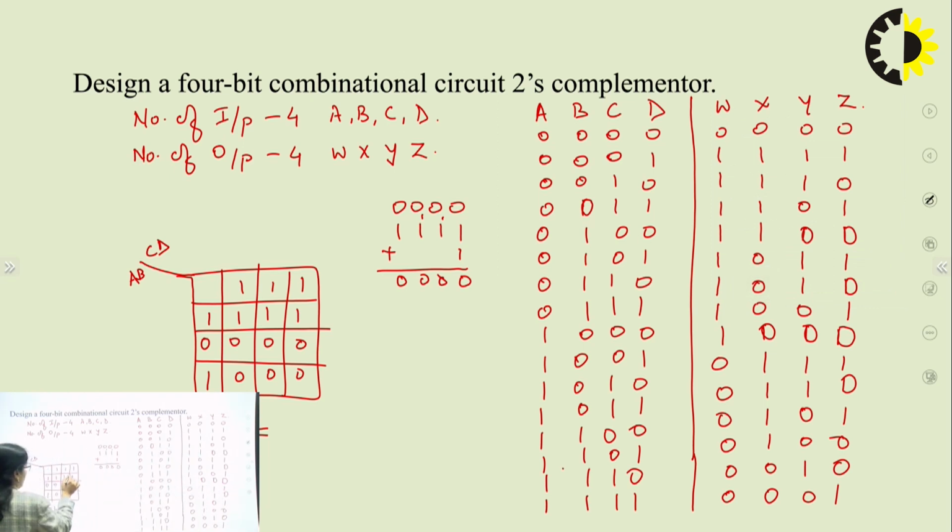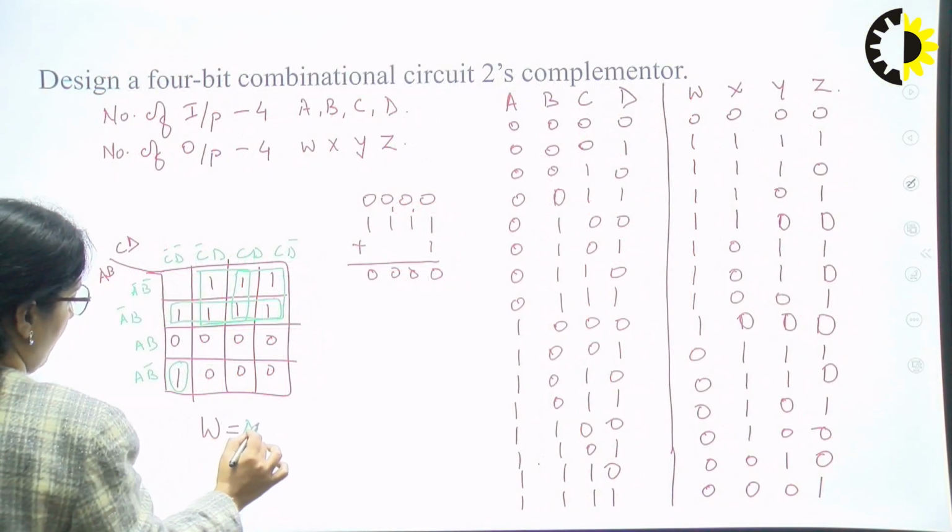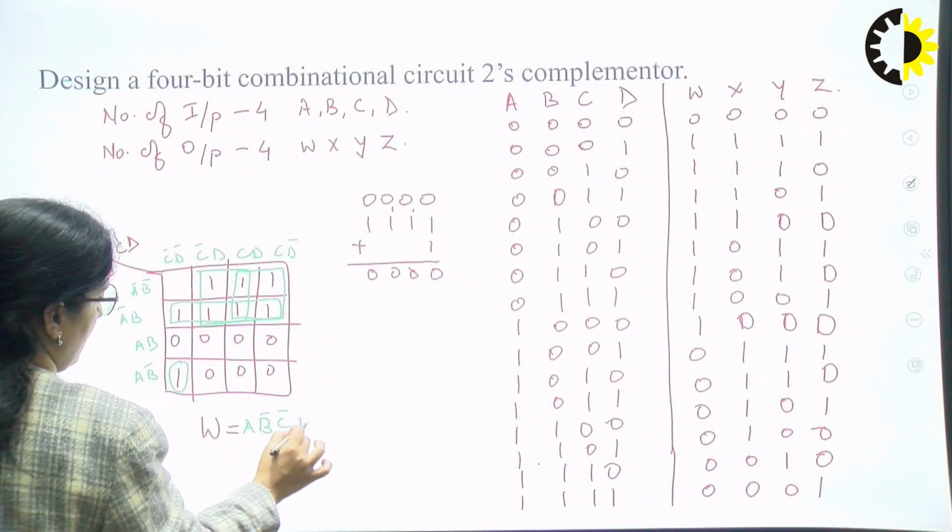We will have one quad, a second quad, and a third quad, and this will be a one cell. Here it is A dash B dash, A dash B, AB, AB dash, C dash D dash, C dash D, CD, CD dash. So when you write for this, it will become A B dash C dash D dash.